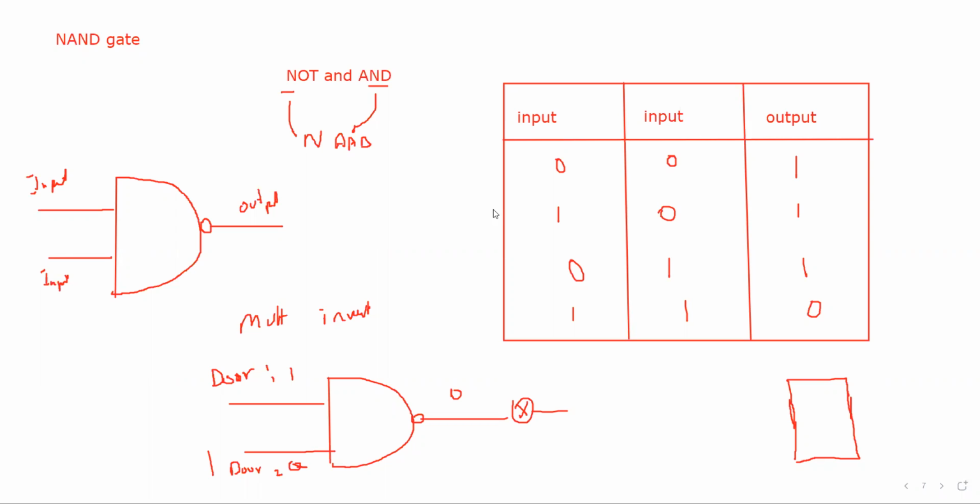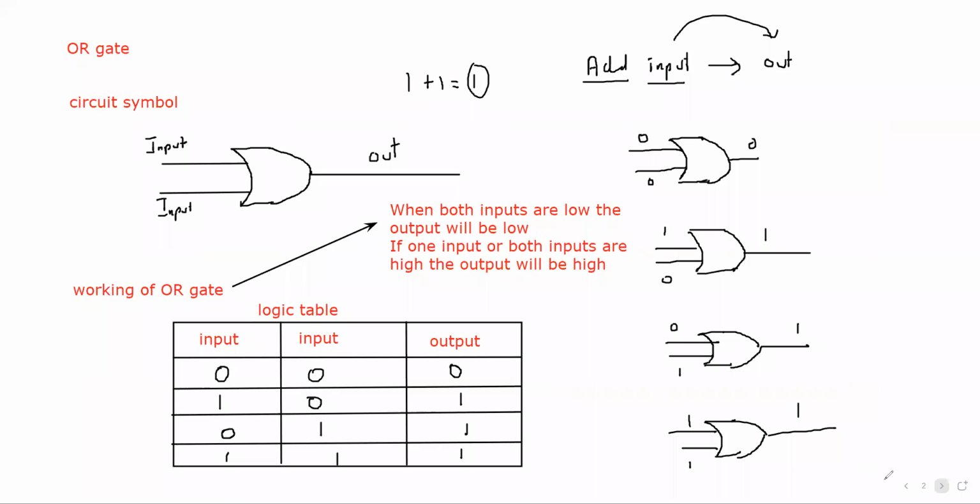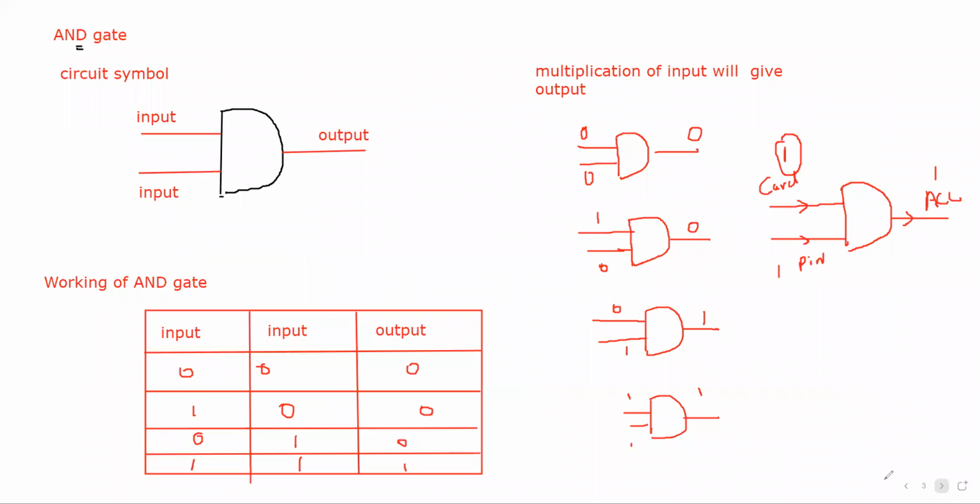Is it clear? So what you have to learn are these logic gates, the circuit symbols, and the inputs and the outputs.